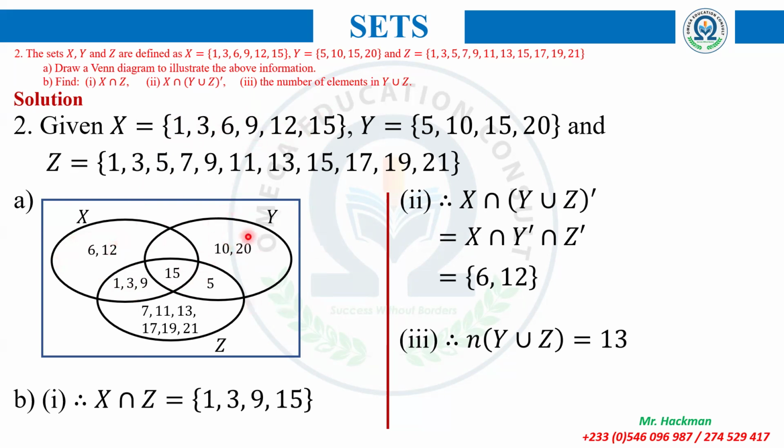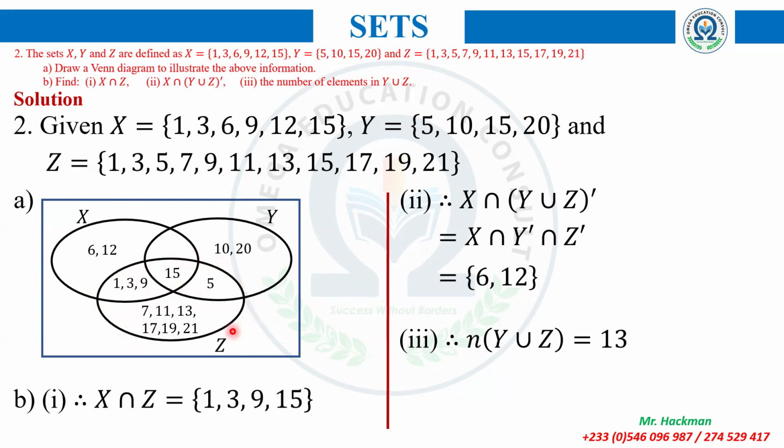You do the same here. You subtract 15 and 5 from the whole of the set Y. So with 15 and 5 removed, you are left with 10 and 20. That's what you write here. The same explanation applies for this one: you take out 1, 3, 9, 5, and 15 from the set Z. The remaining is what you write here.